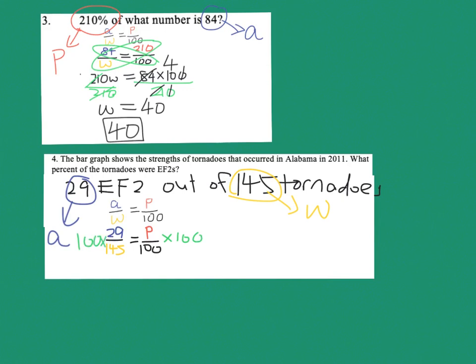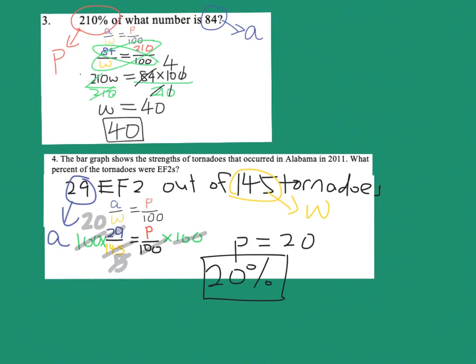The right hand side is simplified to just P, and on the left hand side, 145 is divisible by 29, and that gives you 5 in the denominator. And when you have 100 divided by 5, that is equal to 20. So here P is equal to 20. So in this example, 20% of the tornadoes were EF2s.